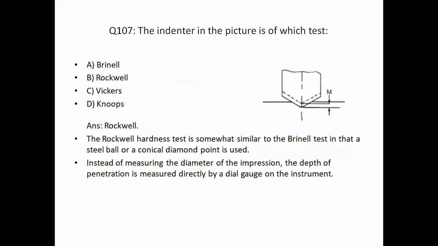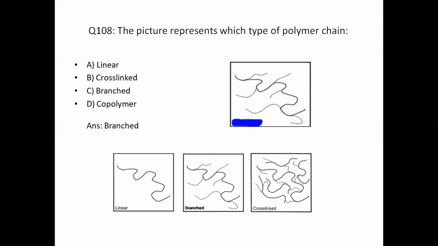Celsius. The indenter in the picture is of which test? Brinell, Rockwell, Vickers, or none? Now Brinell has a ball-shaped stainless steel ball. Now Rockwell has a ball like your Brinell or a conical diamond point. Vickers has a diamond point and Knoop also has a rhomboidal point. Now this is a conical diamond point which we can see in the picture here, which is for our Rockwell test. In this, instead of measuring the diameter of the impression, the depth of the penetration is measured by a dial gauge on the instrument.